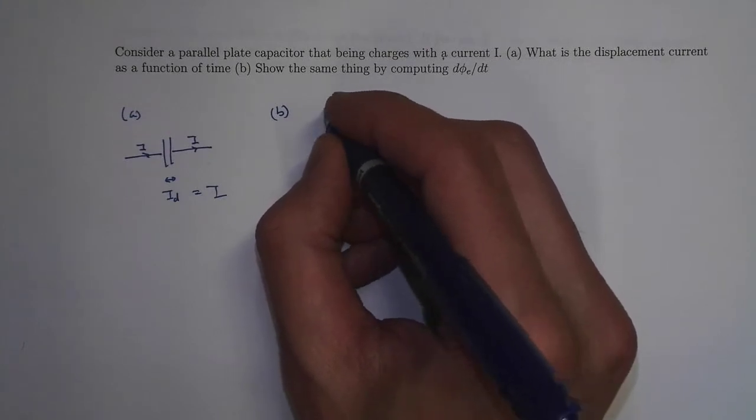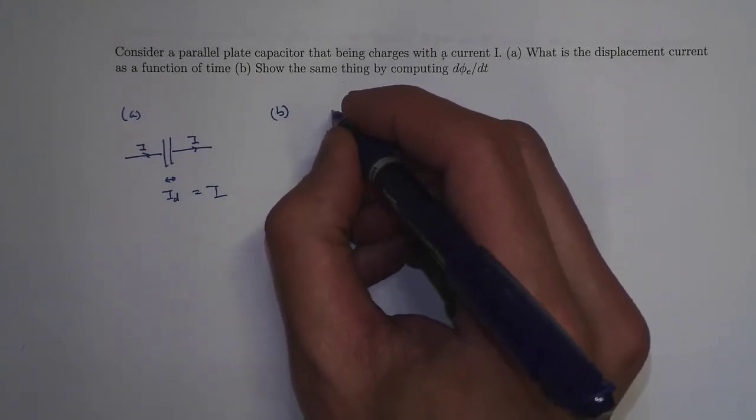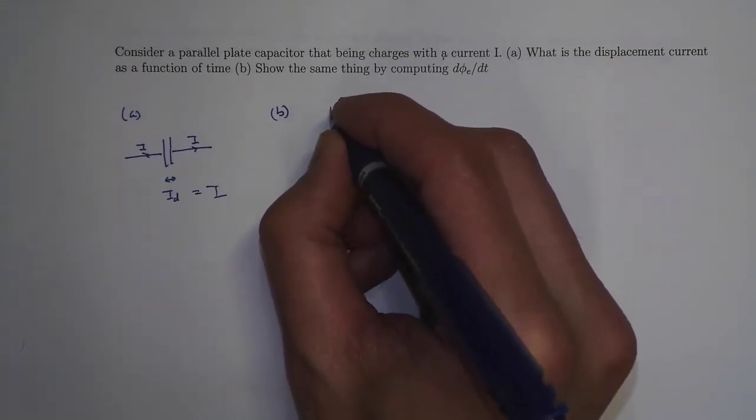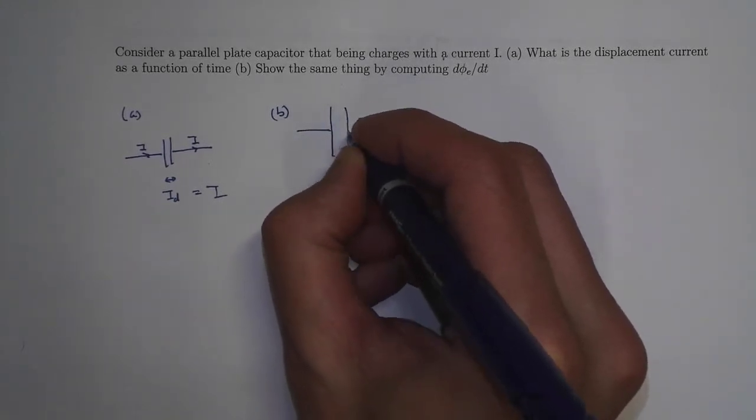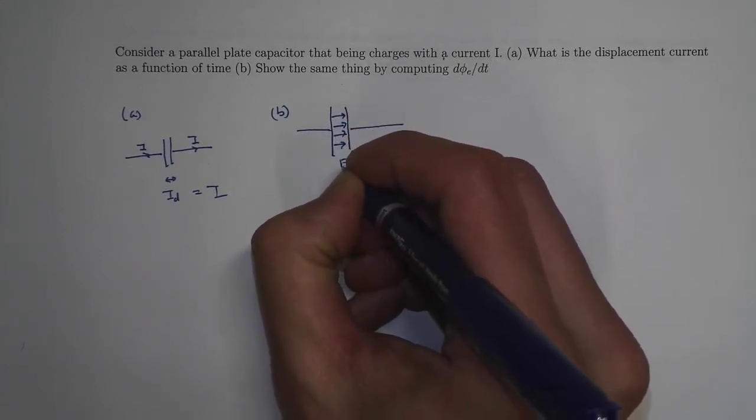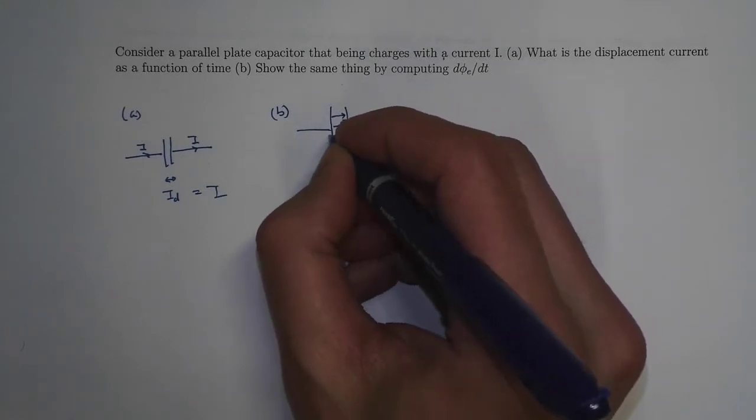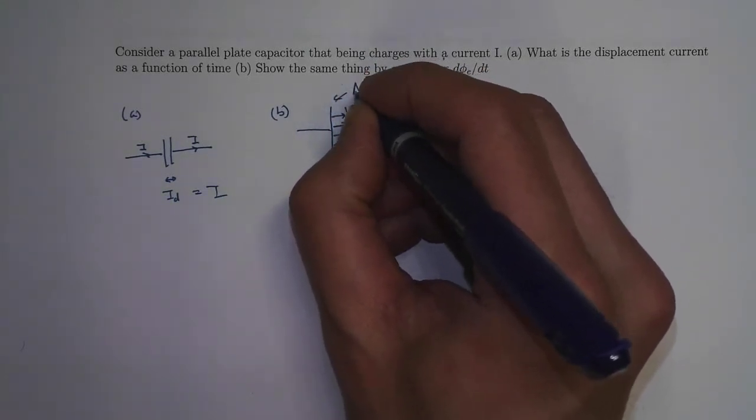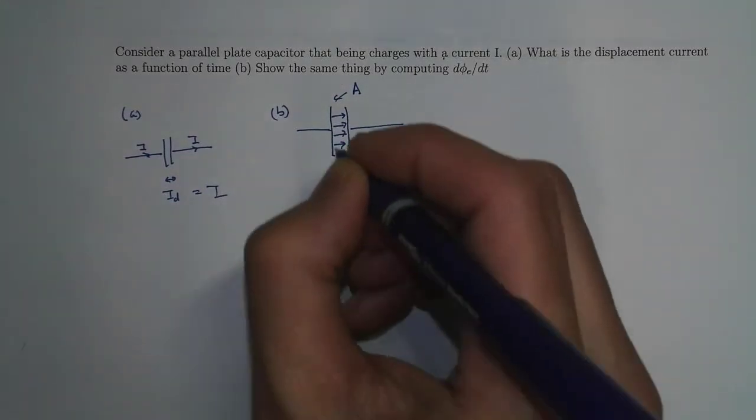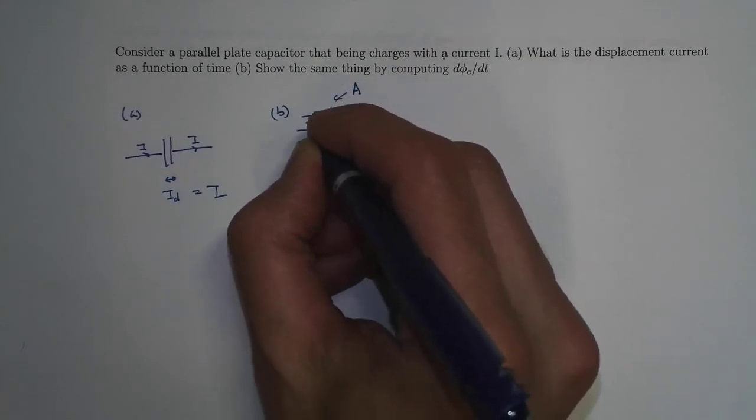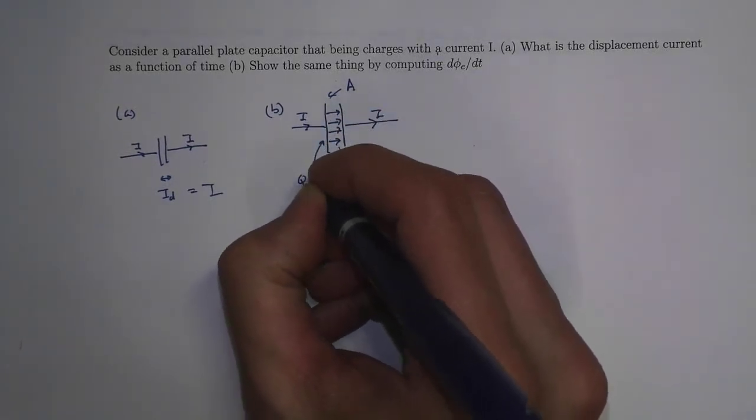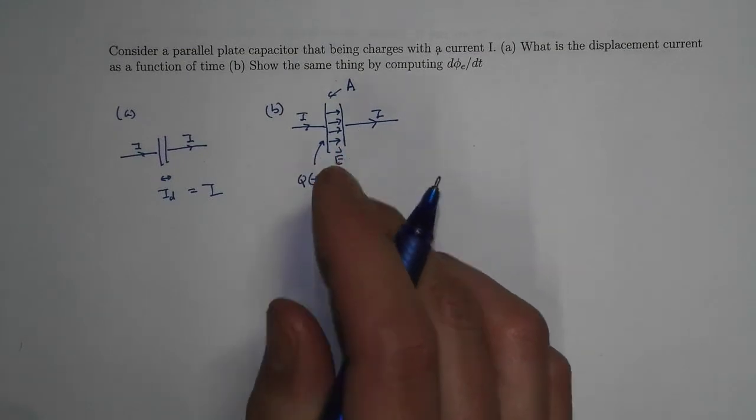So let me consider a parallel plate capacitor. For a parallel plate capacitor, you might imagine something looking like this. There is my E field. Let's give this parallel plate capacitor an area A. So basically a current I is coming in, current I is going out, and as a result there's a Q as a function of time, which is occurring on this charge plate.